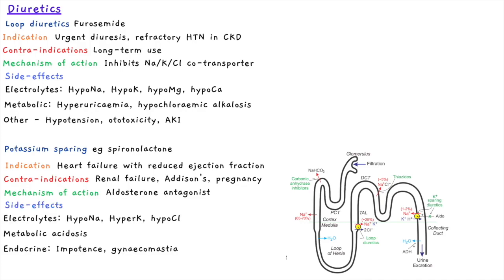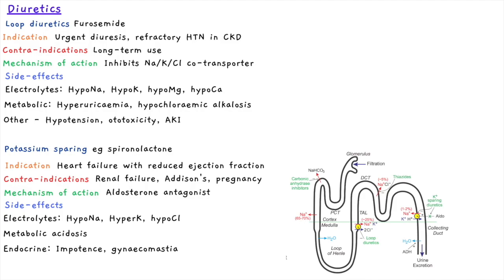Side effects are similarly, you have hyponatremia, hypochloremia. But in this case, because you're sparing the potassium, you're not losing it. You're actually going to end up with hyperkalemia. From a metabolic perspective, you have metabolic acidosis, because you have increased potassium hydrogen channel. The hydrogen has to go somewhere. Hydrogen is acidic, metabolic acidosis.